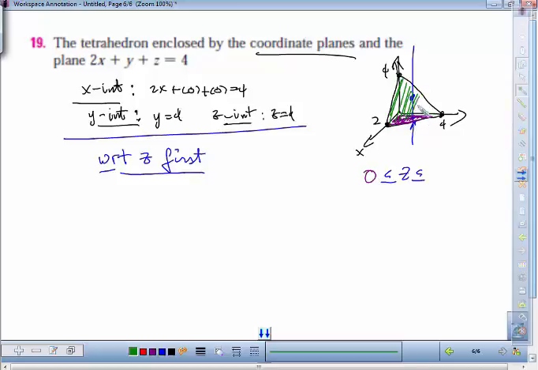And what function do you hit when you get out of the region? The surface, the plane, that other thing. This thing, yeah. But you want it not as a function of z, but you want z as a function of the other two variables. So you want to solve for z here. So 4 minus 2x minus y. Okay? So that's going to be our z limits.